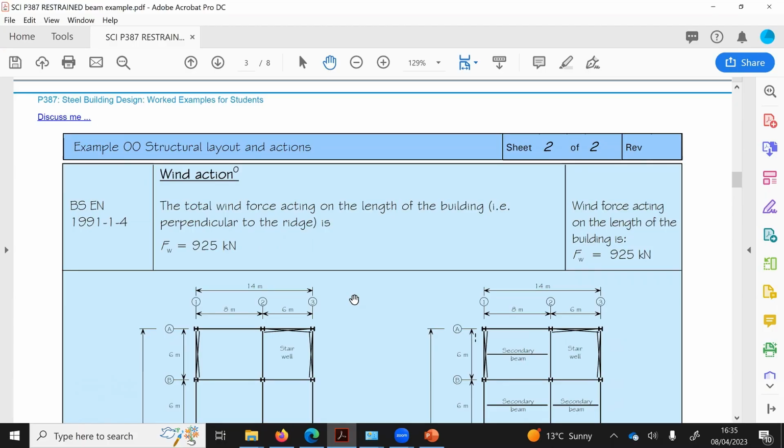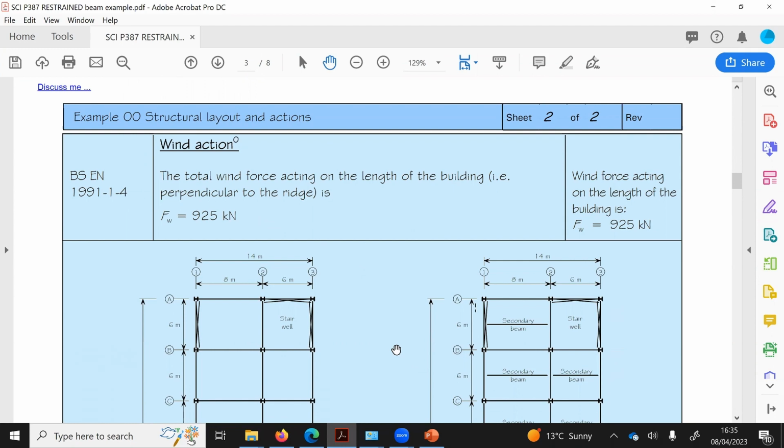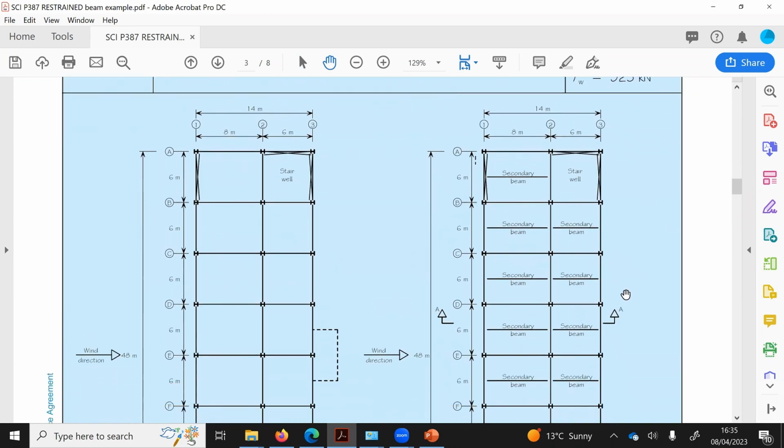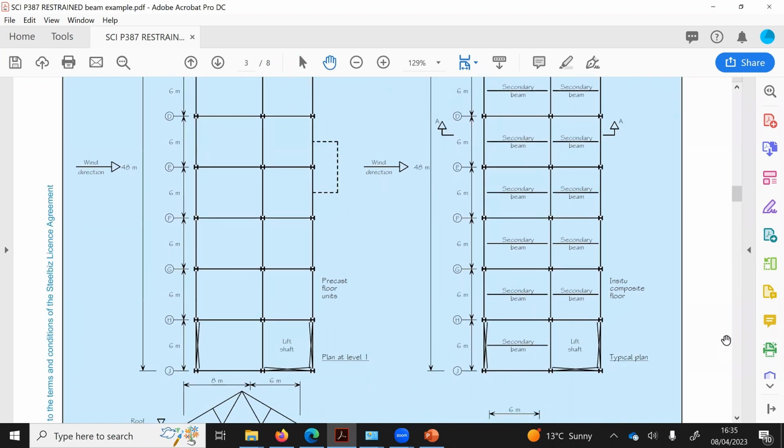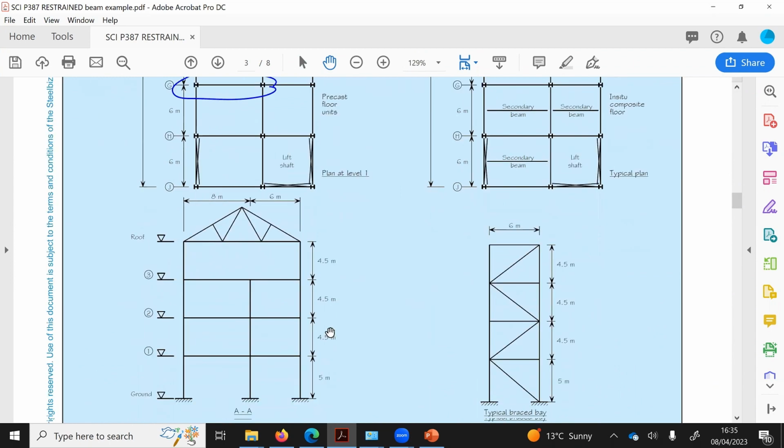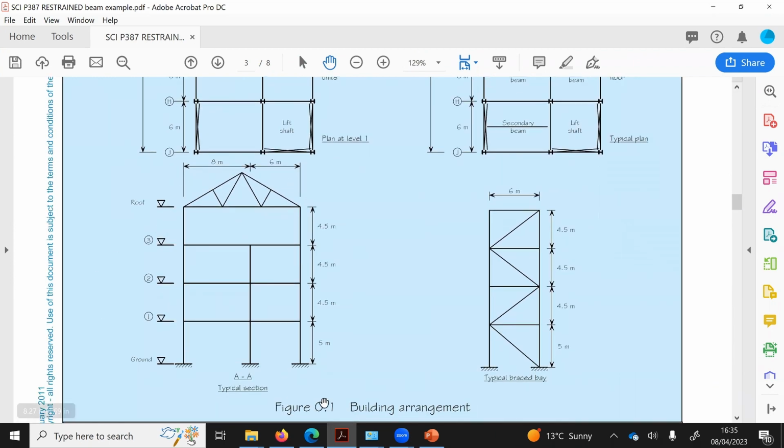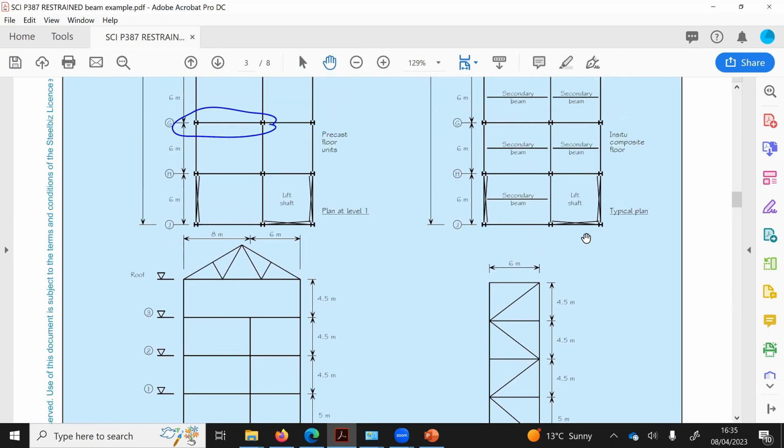In the second example, I'm going to solve a real-life restrained beam located in a building, and this example is taken from P387, Steel Construction Institute guide, Steel Building Design: Worked Example for Students. This is the plan of the building. We have to design this beam G12. The elevation, typical section of the building, is given and a braced bay is over here.